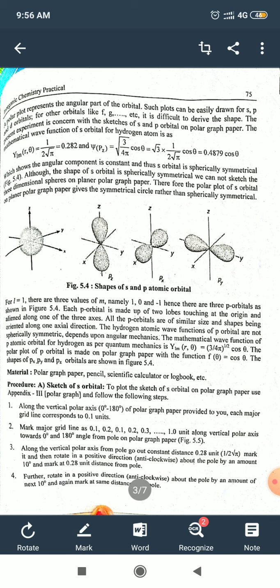Next, shape of the orbitals. First, the shape diagram for the S orbital. Next, the shape of the pz orbital, px orbital and py orbital. The diagram shows one s orbital and three p orbitals. Three p means px, py and pz orbital, where L is equal to 1 and there are three values of m, namely 1, 0 and -1.